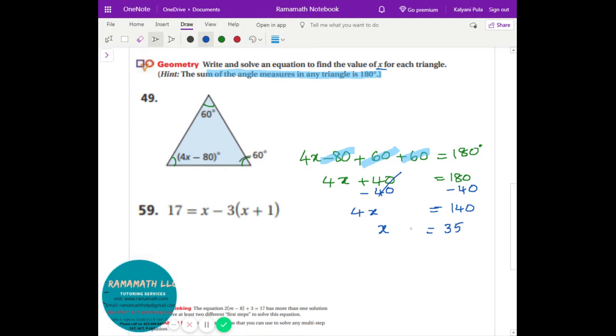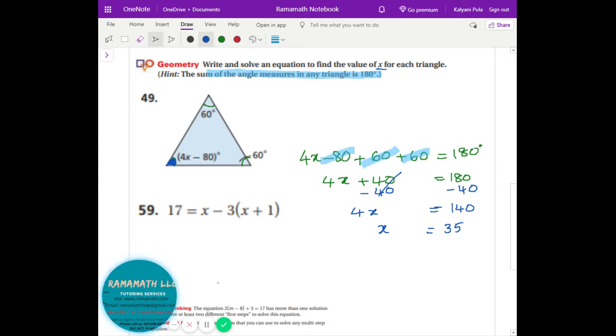Sometimes what happens, with the same question, they extend more. They ask you, what is this angle? Some questions they ask you just for the x, done. But some of the questions, to confuse you more, they ask you, what is this angle? Then what you need to do is 35 times 4, and then take away 80, then you get the answer for that angle, okay?